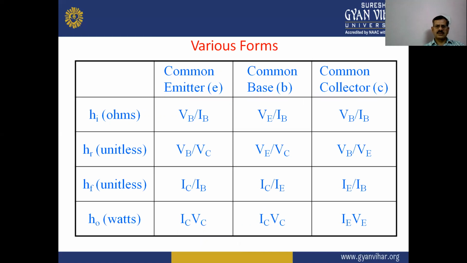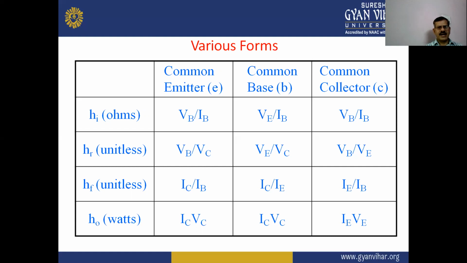Now there are various forms for common emitter, common base and common collector, with different values of the parameters in different configurations. So hi is the input impedance, measured in ohm, equal to VB upon IB in common emitter, equal to VE upon IE in common base, and hi also equal to VB upon IB in the common collector configuration.